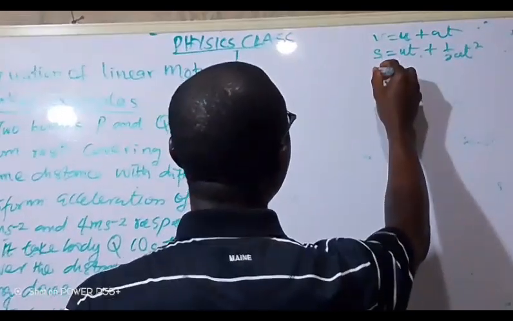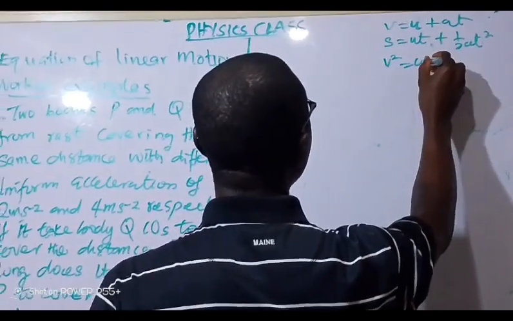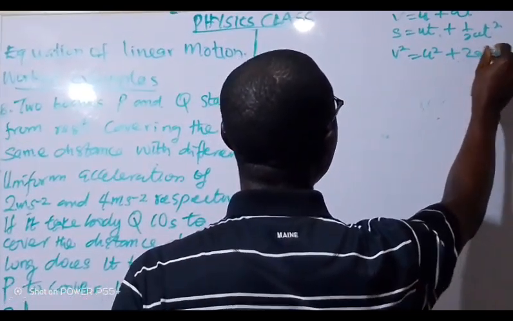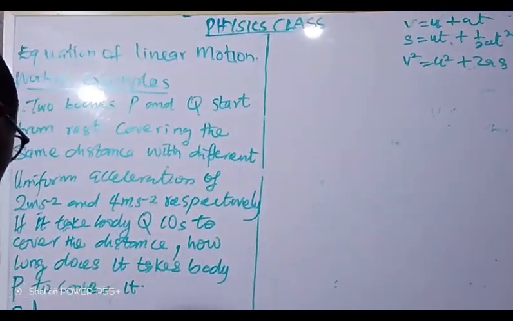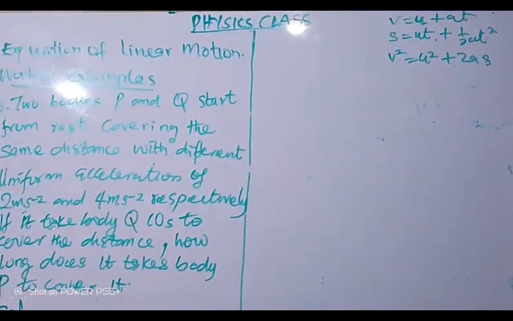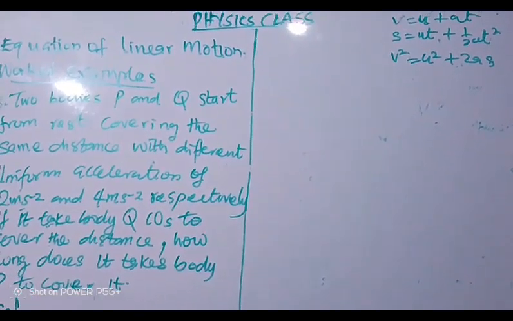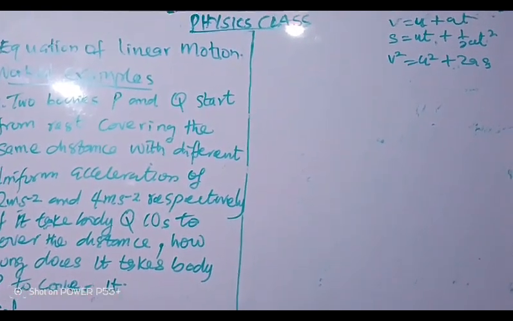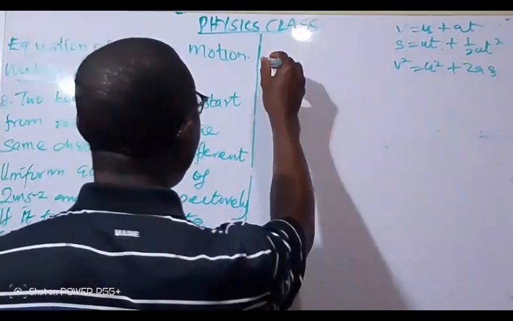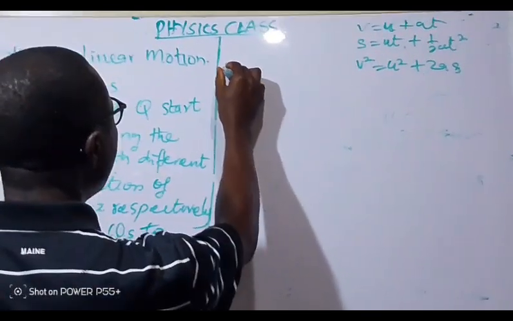And the last one, V square is equal to U square plus 2AS. Let's see which one is suitable. We can now say that it is equation 2. Final velocity is not known, so equation 2 is suitable. You can now say distance covered by P now.